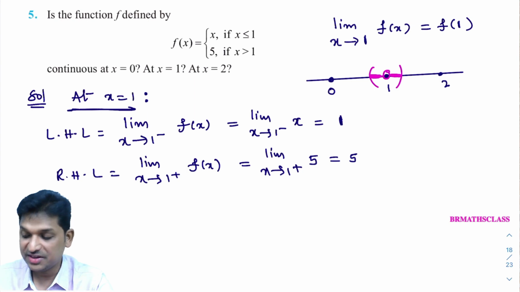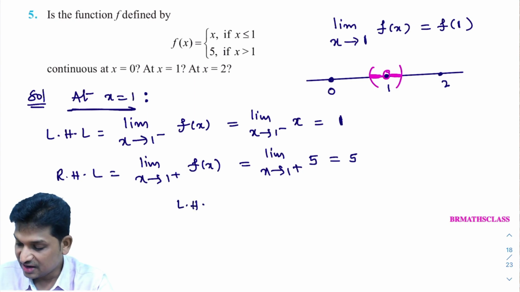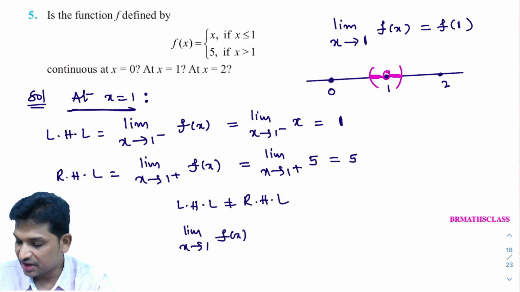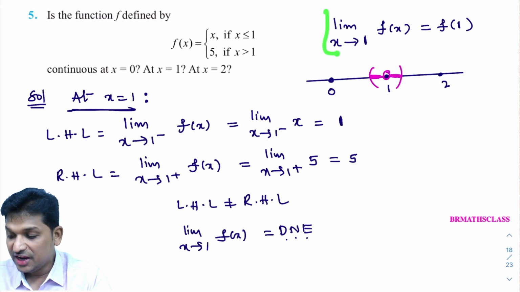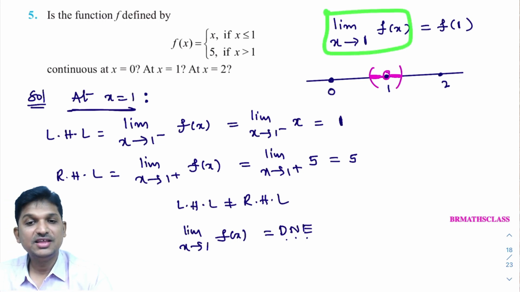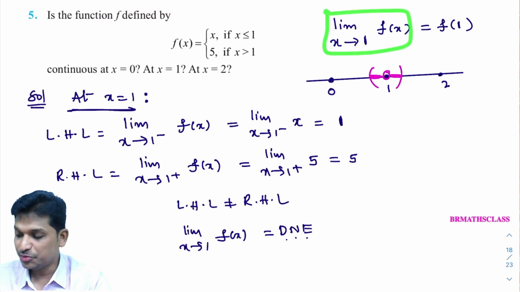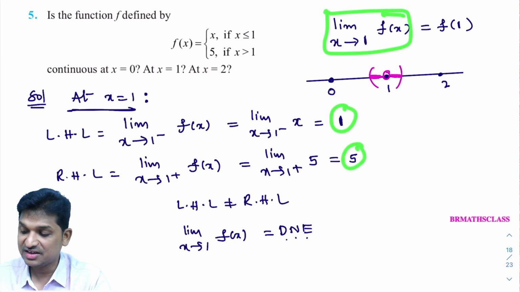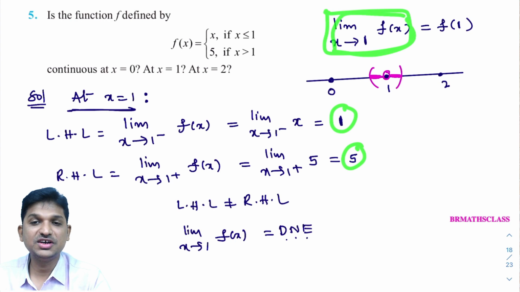In this case, what do we say? Here I'll write: left hand limit is not equal to right hand limit. When the left hand limit is not equal to the right hand limit, then we say that limit as x tends to 1, f of x does not exist. If the left hand limit is the same as the right hand limit, then the limit exists. Suppose this answer is 1 and this answer is also 1, we say that the limit of the function exists and equals 1. The limit of this function is 1.